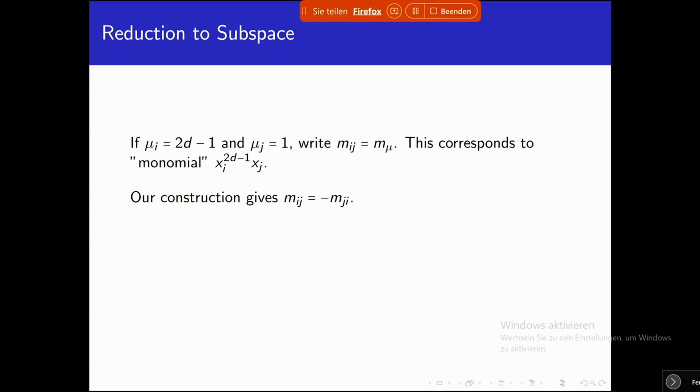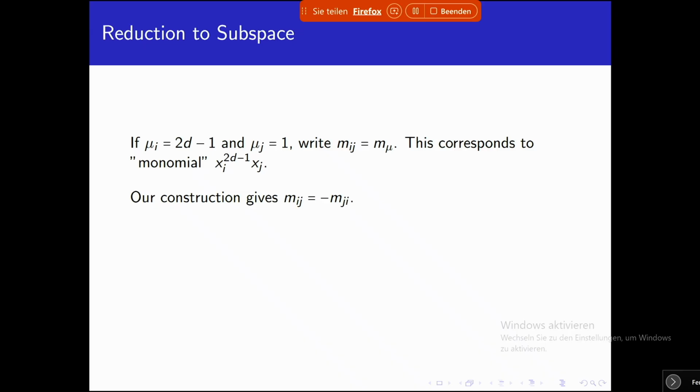So they don't actually look like this, but they are the image under the projection of these monomials. And now, if you think about it, how do sign permutation matrices act on these monomials? Well, we can swap, we got a minus here, minus xj xi to the 2d minus 1. Yeah, this is right. And now, what happens?